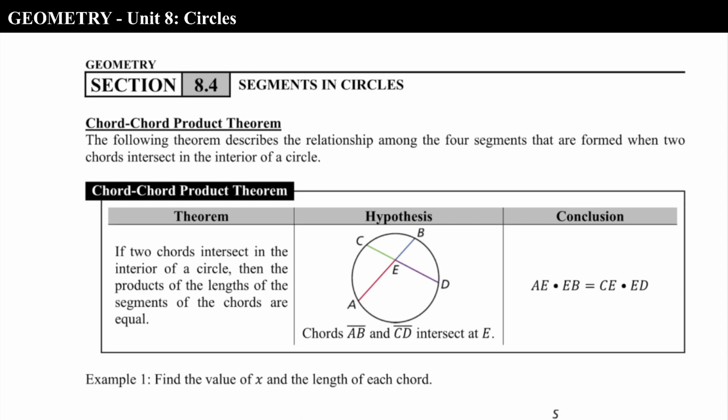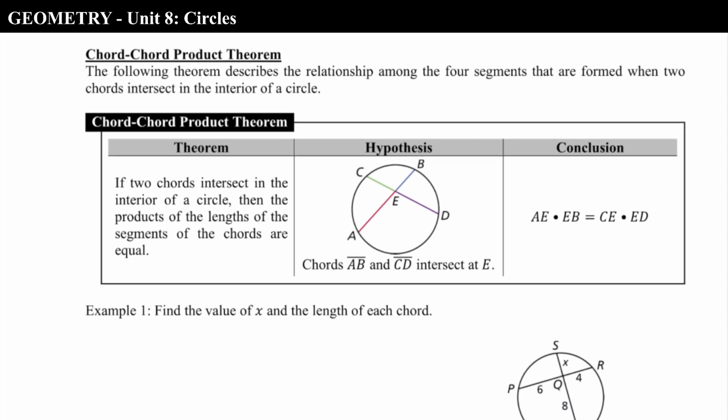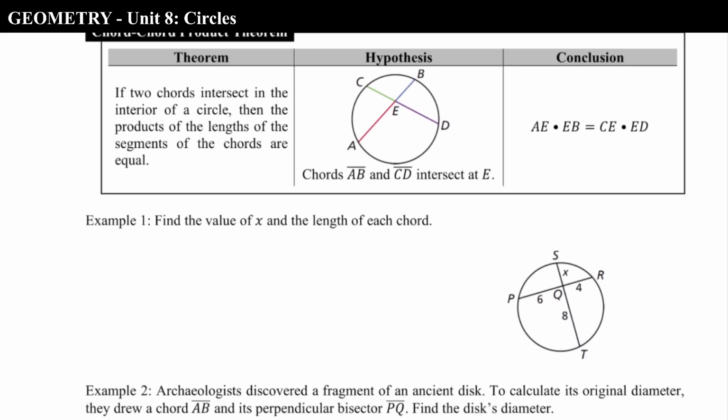But if we take the two chords that intersect at E here, then we can say that the length of AE times the length of EB is equal to the length of CE times the length of ED. So basically you're going to take the two segments of each chord, multiply them, and set them equal to each other. So in example 1 here, we want to find the value of x and the length of each chord.